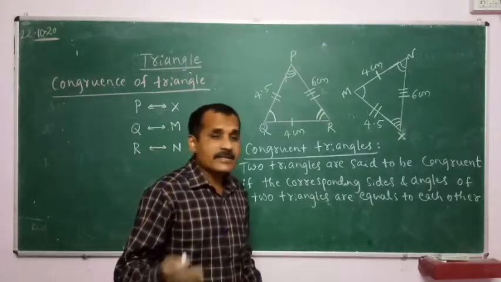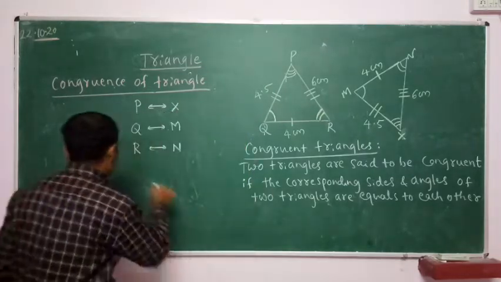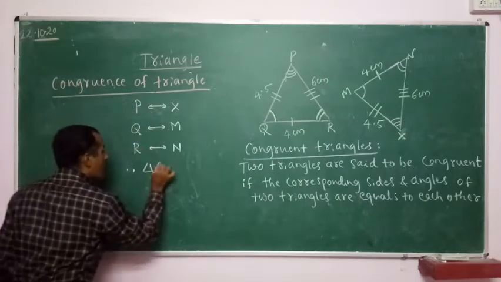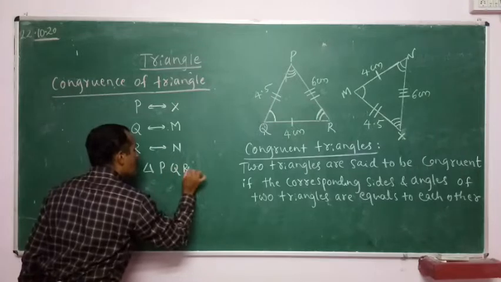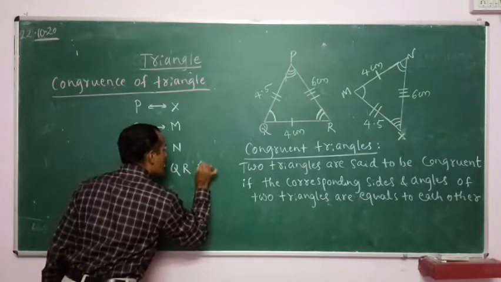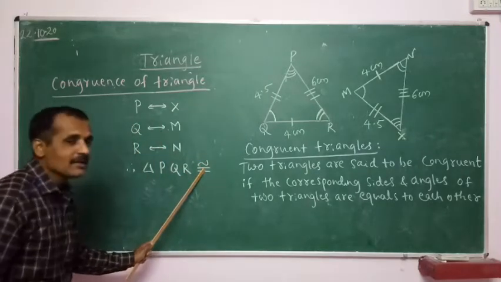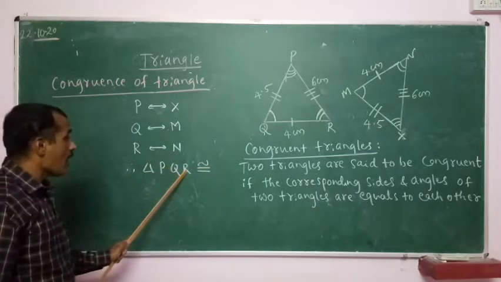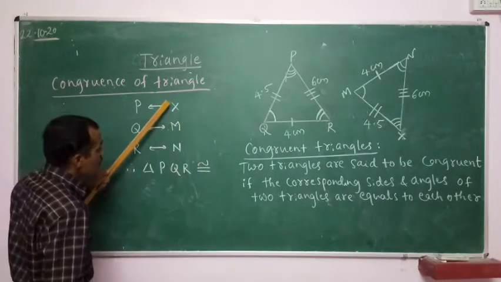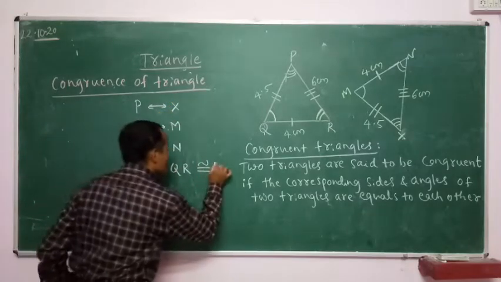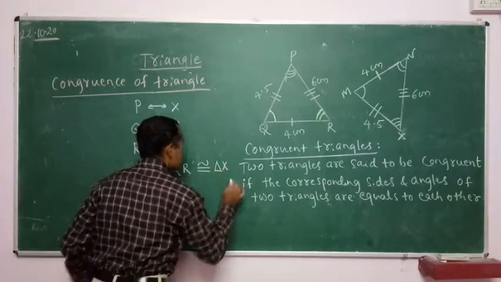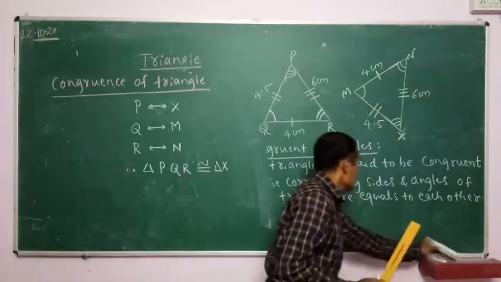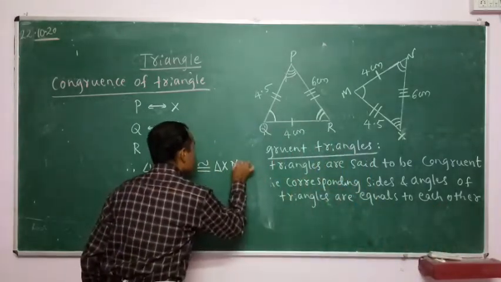Then how to write it? The triangles are congruent. I can say, therefore, triangle PQR is congruent to, this is the symbol we are using for congruency, triangle XMN.